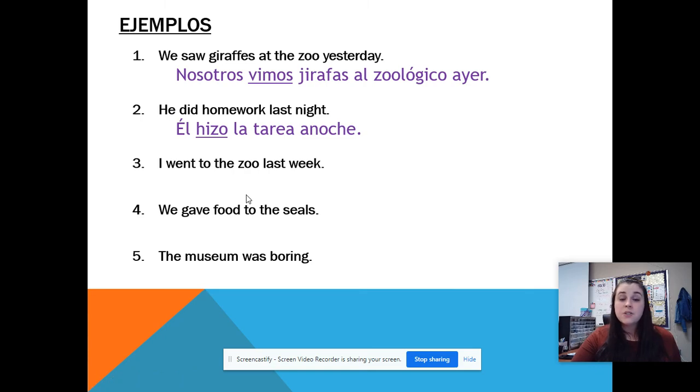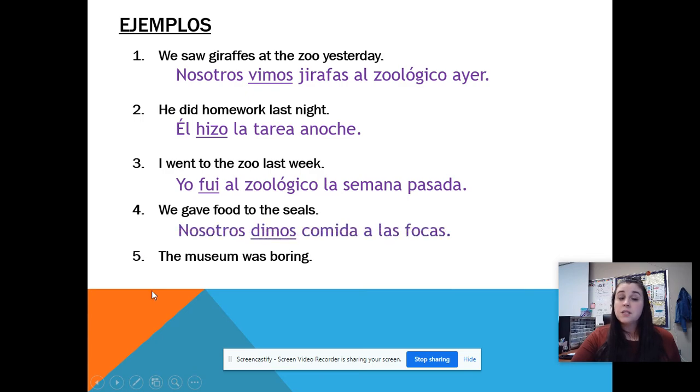Número tres, I went to the zoo last week. Went is to go. So we're going to use ir. In the yo form, yo fui al zoológico la semana pasada. Cuatro, we gave food to the seals. To give is dar, so we're conjugating that for we, nosotros. Nosotros dimos comida a las focas. Y número cinco, the museum was boring. Was is the verb ser, to be. In the he, she form, it would be el museo fue aburrido.